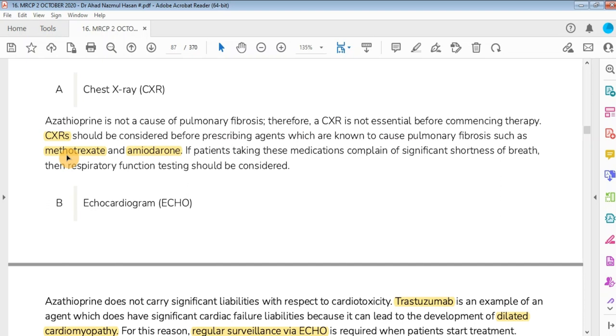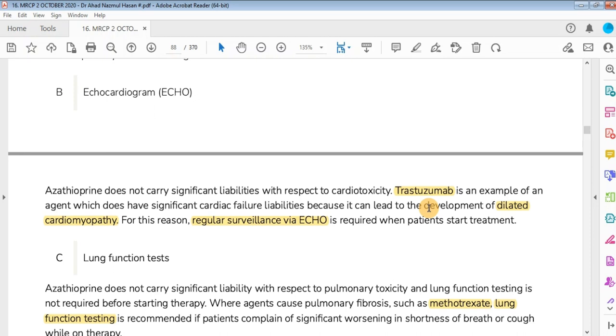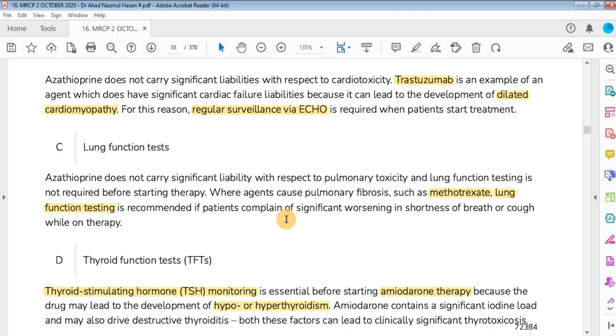And the ABM, amiodarone, bleomycin, methotrexate, they predominantly cause pulmonary fibrosis, so we should go with the chest X-ray. Trastuzumab is the HER2 receptor antagonist, which causes dilated cardiomyopathy or cardiac failure. So we should go with the surveillance echocardiography. The methotrexate also causes lung fibrosis, meaning pulmonary fibrosis. So go for lung function test.